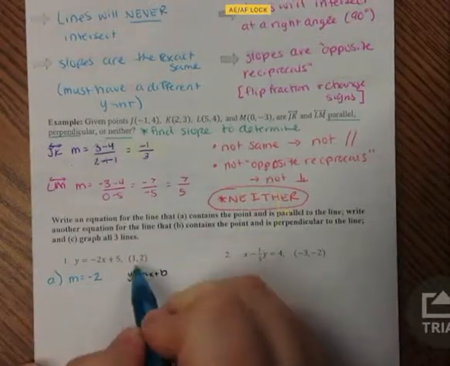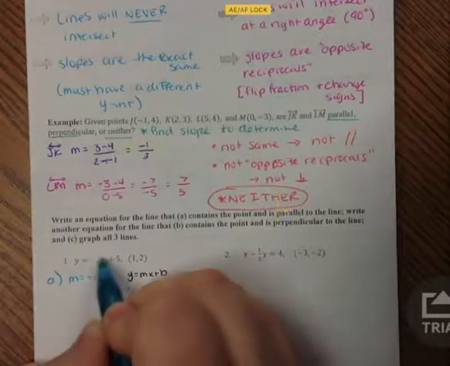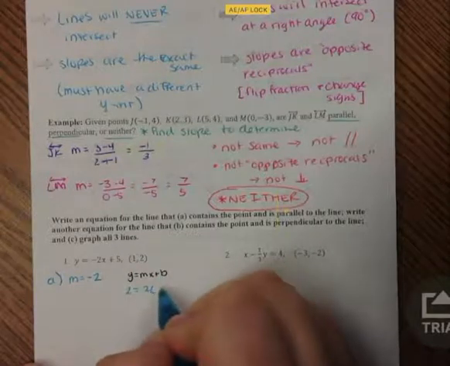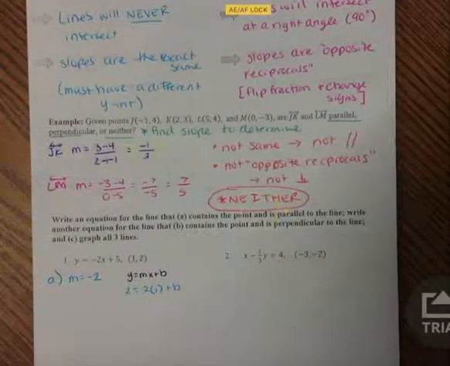Our y value is 2 from the coordinate. Our slope from our line is negative 2. Our x is our 1 from our coordinate, and we have to find our new b value, because again, these have to have completely different y-intercepts.